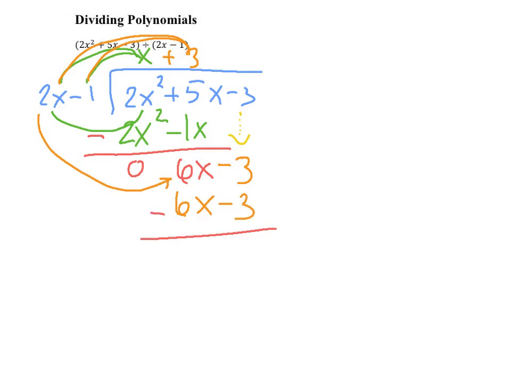Now I need to subtract. 6x minus 6x is 0. Negative 3 minus negative 3 is also 0. So my remainder is 0. So my answer to 2x squared plus 5x minus 3 divided by 2x minus 1 is going to be x plus 3.